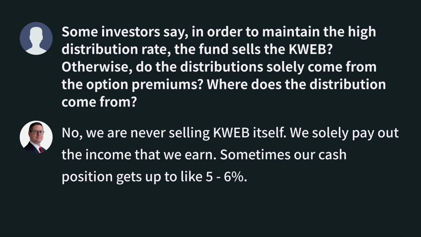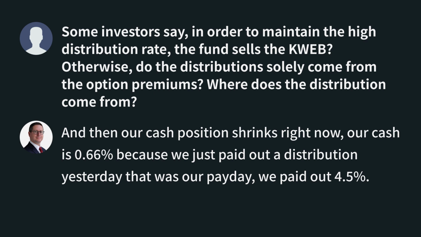Sometimes our cash position gets up to like 5 to 6%, and then our cash position shrinks. Right now our cash is 0.66% because we just paid out a distribution yesterday. That was our payday. We paid out 4.5%.